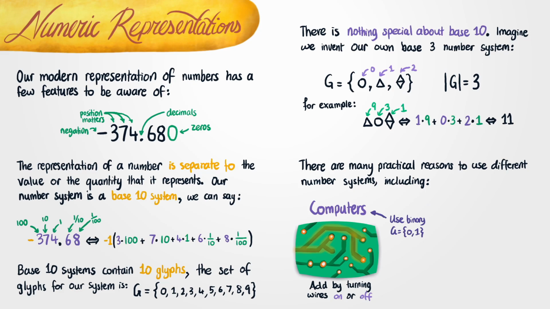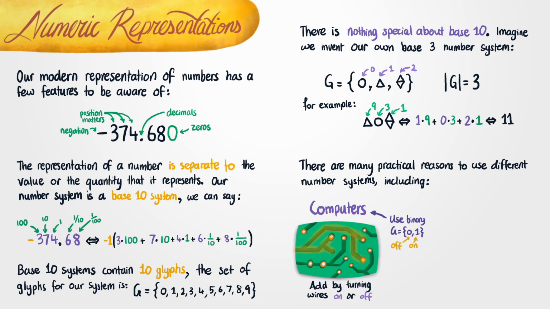Now, you may have heard of binary before. It's just a number system that has only two glyphs. We're going to call them 0 and 1. Now, the reason we want a number system that only has two glyphs is because this corresponds directly to the computer. 0 represents a wire being off, and 1 represents a wire being on.